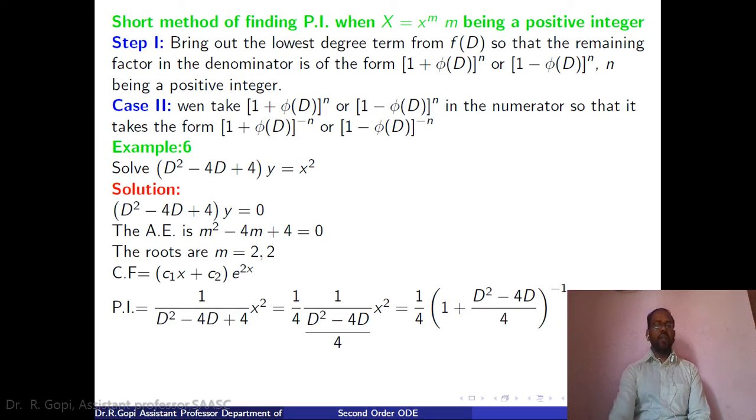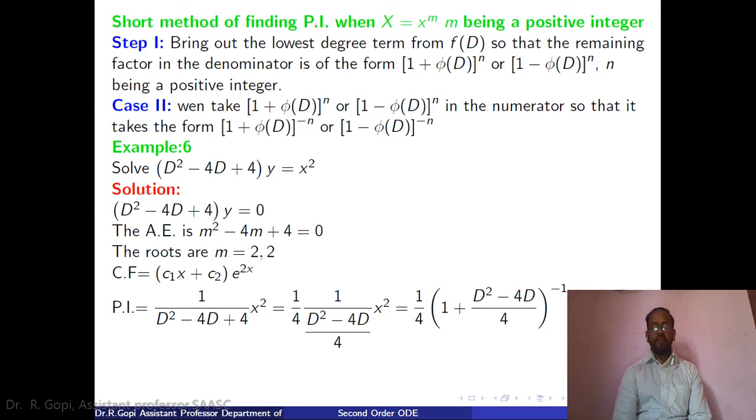Then find the particular integral. So 1 divided by d square minus 4d plus 4. So we have to convert into 1 plus phi of d form. So we have to take 4 outside. So that is nothing but 1 by 4 into 1 plus d square minus 4d whole divided by 4. The particular part becomes 1 by 4 into 1 plus d square minus 4d by 4 whole inverse into x squared.